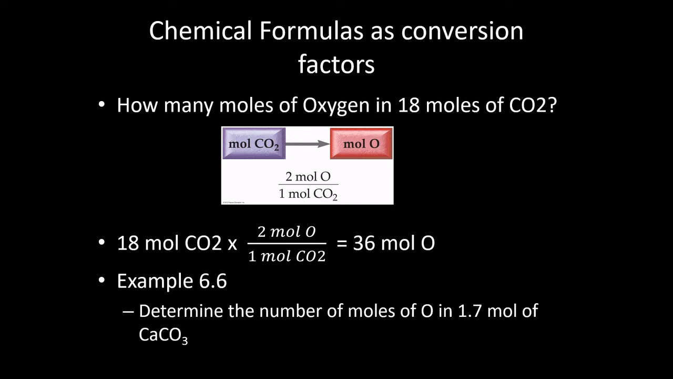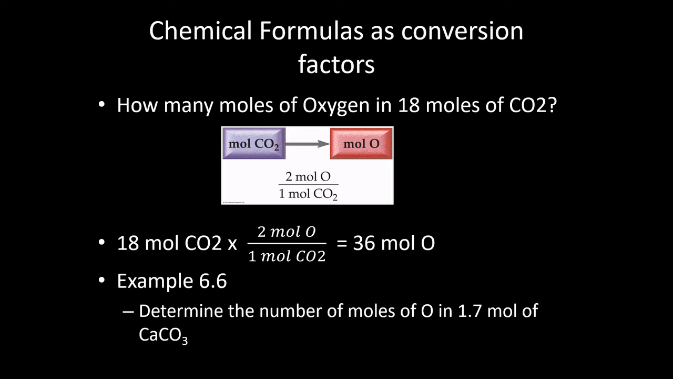We can do the same type of thing with any molecule that we come across. So, carbon dioxide, for example. If we know how many moles of carbon dioxide we have in a sample, we can use the inherent relationships between the numbers of atoms in the molecule to work out how many moles of oxygen we would have. In the case of CO2, it is a 2-to-1 ratio. For every mole of CO2, you will have 2 moles of oxygen.